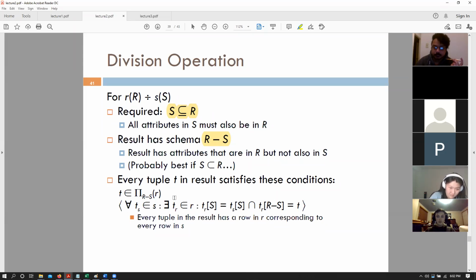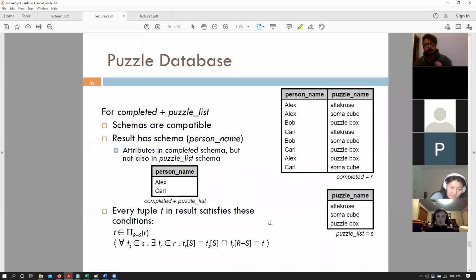And for every tuple T, we need to follow two conditions. And this might look complicated, but if you look at it, it should become quite obvious to you guys. So T, the resultant tuple, has to be an attribute that is within R minus S in your relation R. That is a projection down to R minus S attributes. And for all tS in S, there has to be a tR in R. That is, for all attributes in my completed list, there has to be an attribute in my puzzle list where tR[S] equals tS[S]. That is the common part, where S has the common parts across both of those things. And we get the list of all the person names equal to T, right? Okay. So every result in your division operation should satisfy these two conditions.